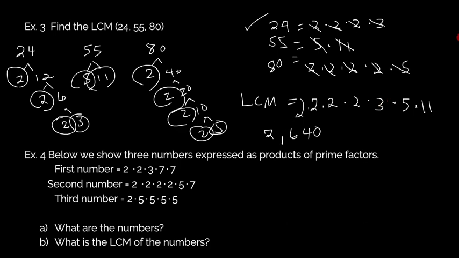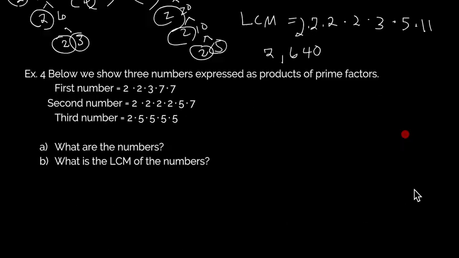Now, the next problems are partially done for you. They're a little bit out of order. This one has numbers that are already prime factored. 3 numbers that are already prime factored. So the first question is, what are the numbers? Basically, you have to multiply those all together. I multiplied them all together already, and I got 588 is the first number. The second number is 560.